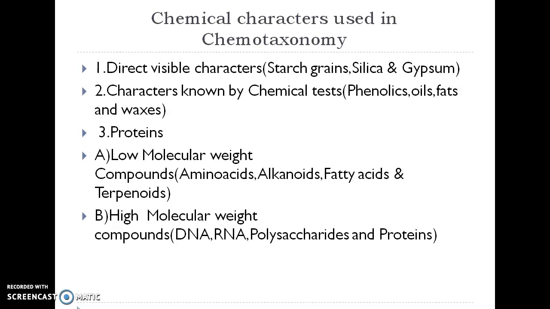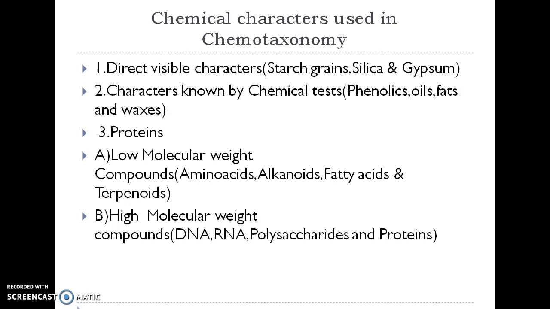Then what are the different chemical characters which are generally employed for chemotaxonomy? That includes the following. First one is the direct visible characters, for example, starch, stain, silica and gypsum. These are the substances which can be directly sensed by our sense organs. So by means of these visible characters we can classify organisms. Then characters which are known by chemical test, for example, phenolics, oils, fats and waxes, which are generally produced by most of the plants, can be identified by means of chemical tests. So by using this also we can classify plants.